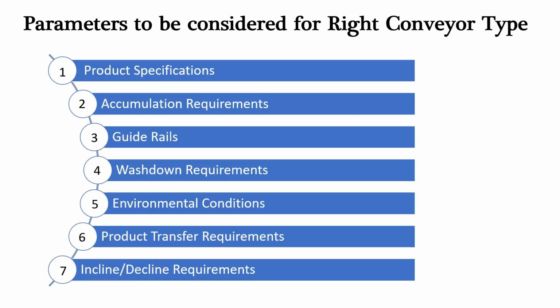So these are the parameters that are required to be considered: the product specifications, accumulation requirements, guide rails, washdown requirements, environmental conditions, product transfer requirements, and incline decline requirements. We have to think about all these parameters while selecting the type and the size of the conveyor. So let's check out these parameters one by one.